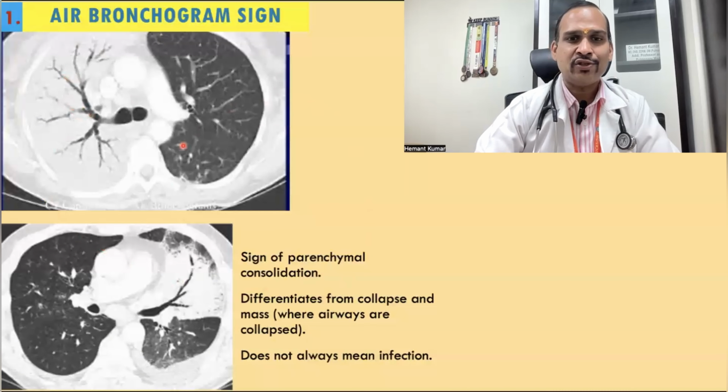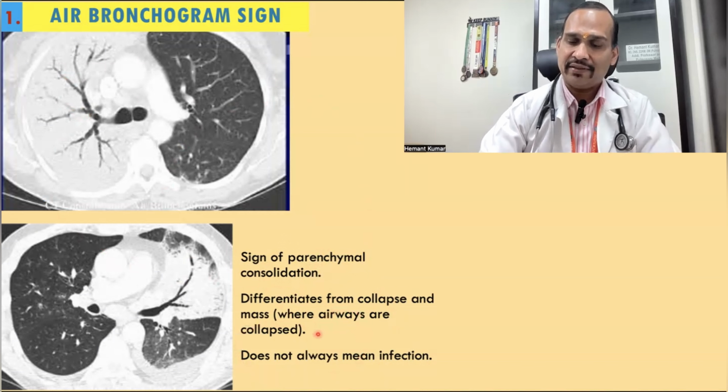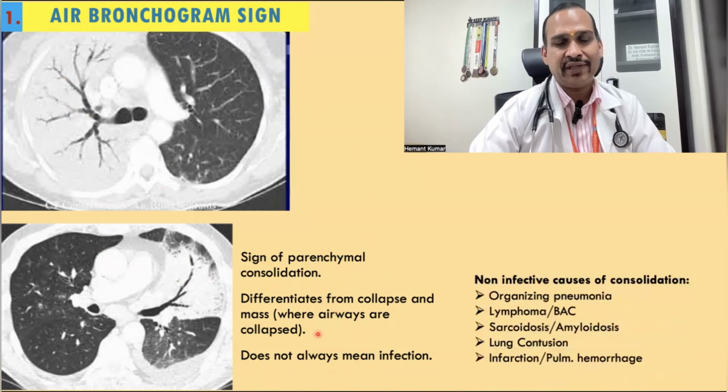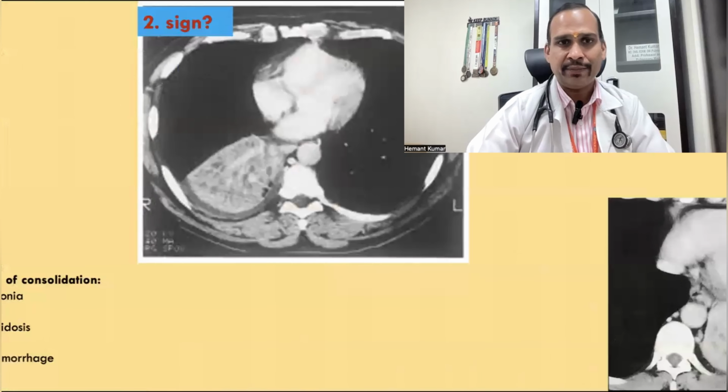So this is a sign of parenchymal consolidation, and it helps to differentiate from collapse and mass, and it doesn't always mean infection. Many things can be there with this air bronchogram sign, like organizing pneumonia, lymphoma, sarcoidosis, lung contusion, pulmonary hemorrhage. Though they are rare, they can be there.